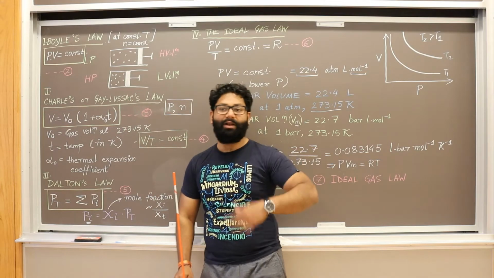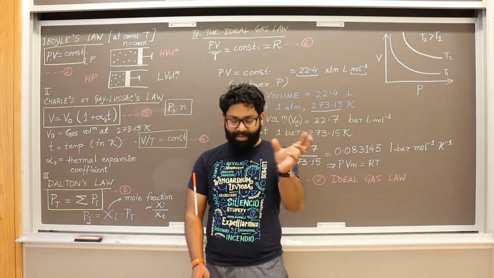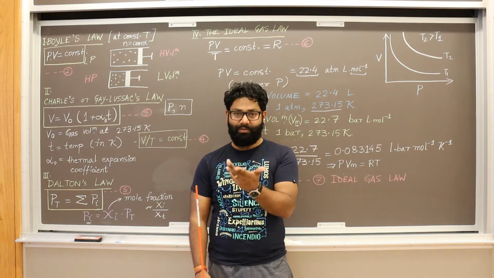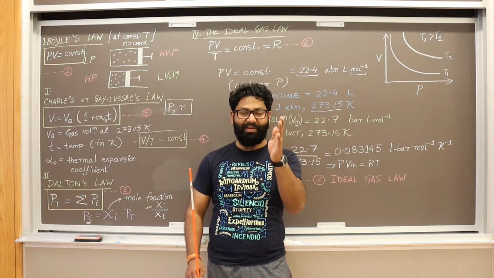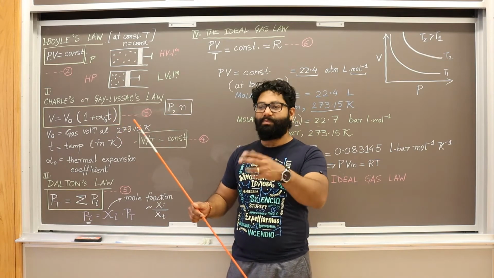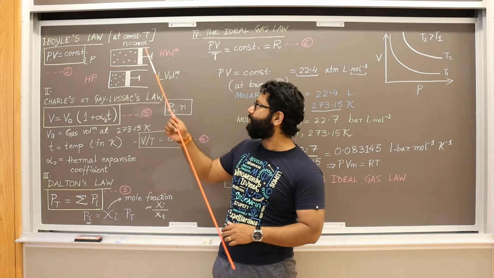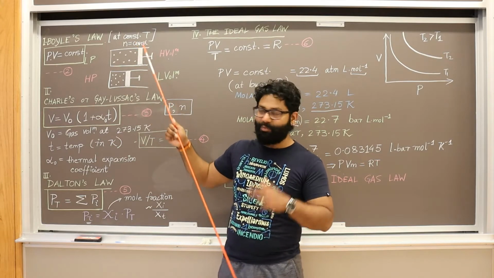You might have learned this using a different equation like P1 V1 is equal to P2 V2, right? It's the same thing. P1 V1 is equal to P2 V2, which means if you know three of them, you will be able to exactly determine the fourth one, given the temperature and the number of moles are constant.